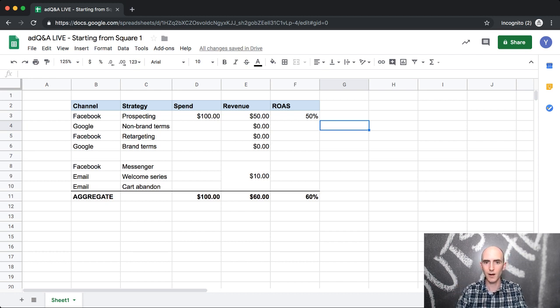So for starters, right, day one, you start spending on Facebook, prospecting. Let's say you're targeting people with pet interests, right? And you're spending $100 a day and you're making $50, right? 50% return on ad spend.